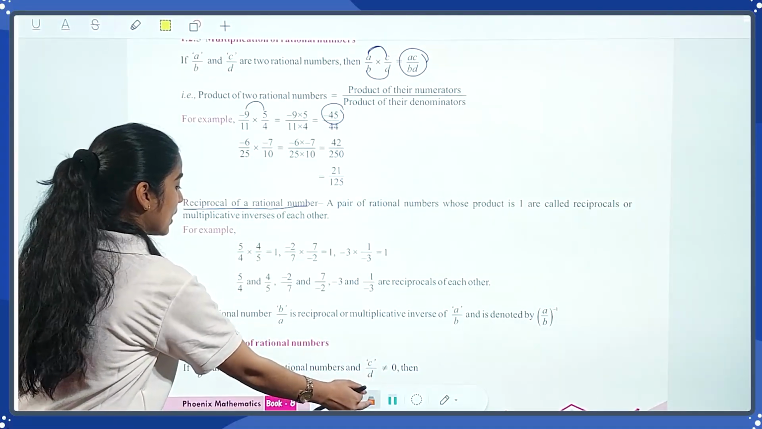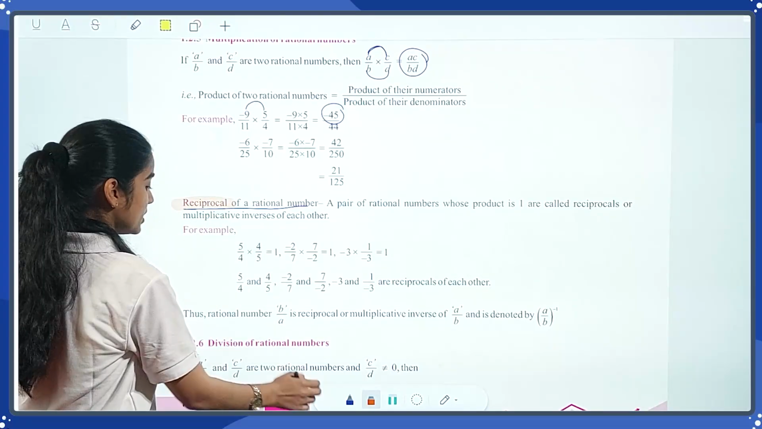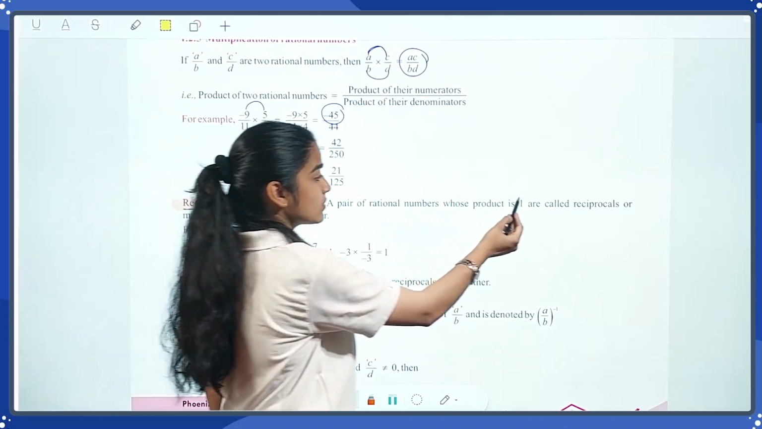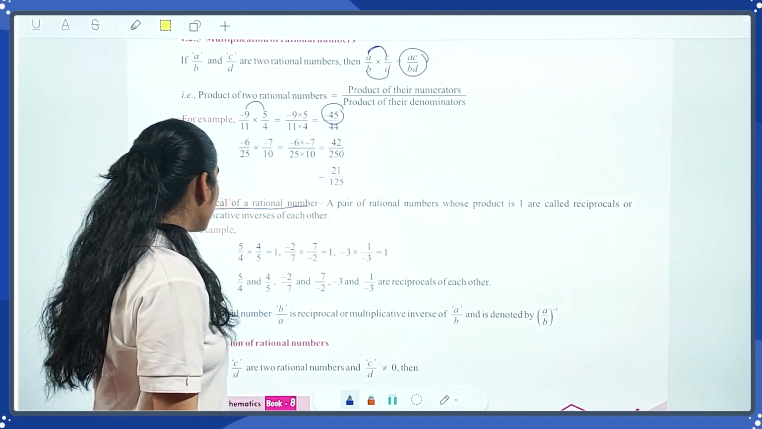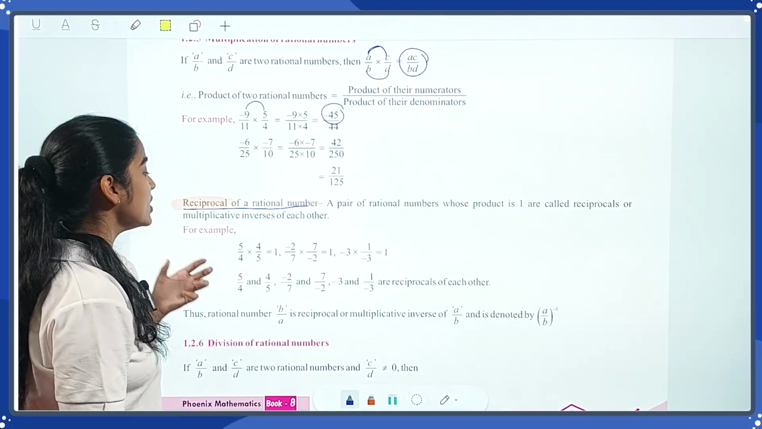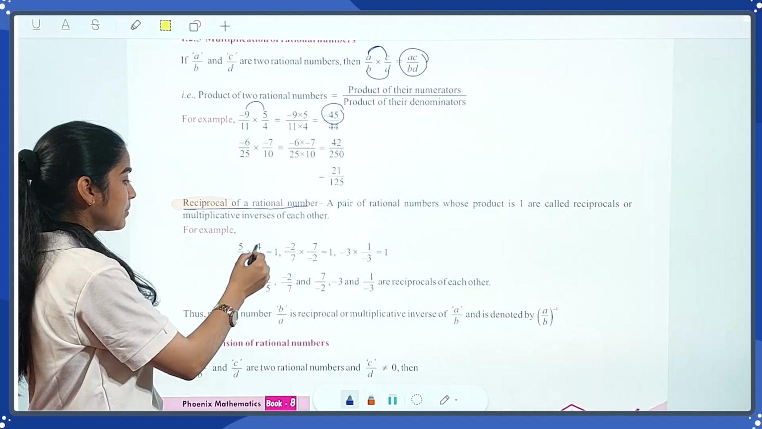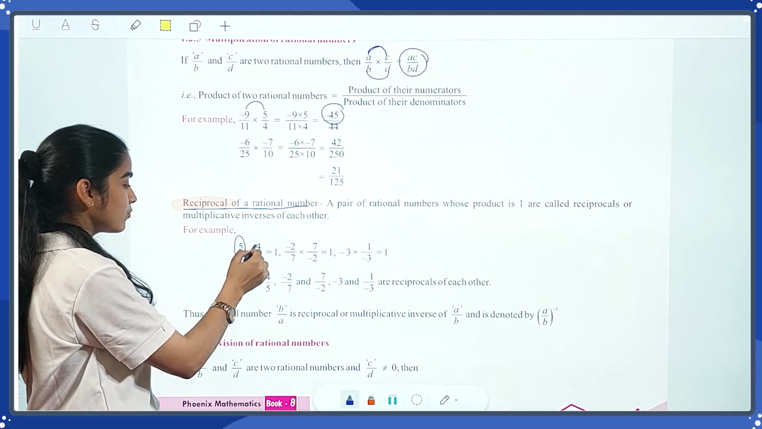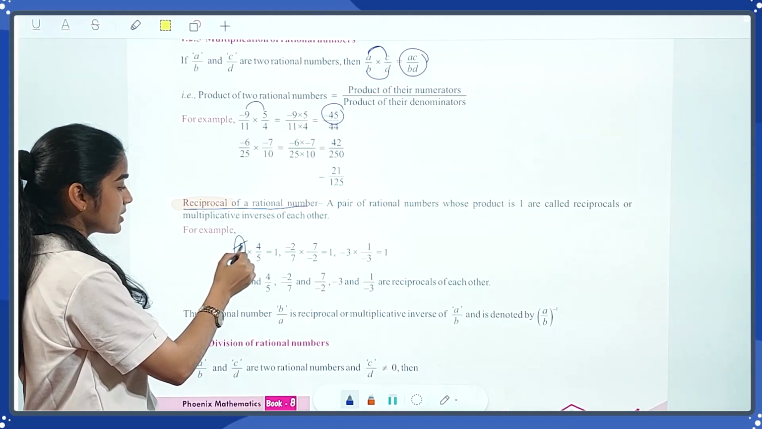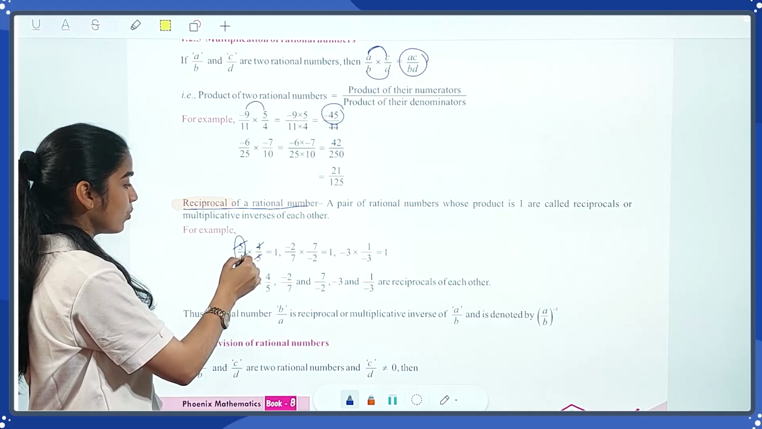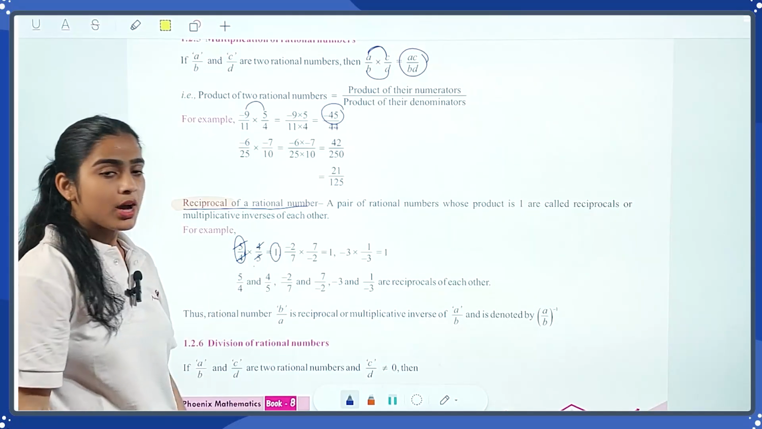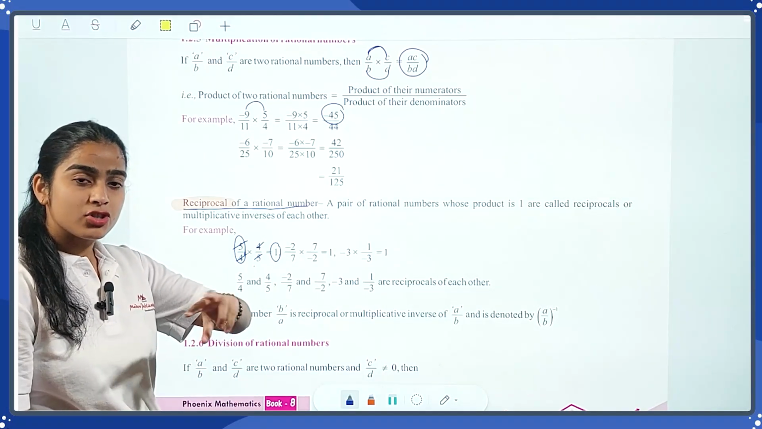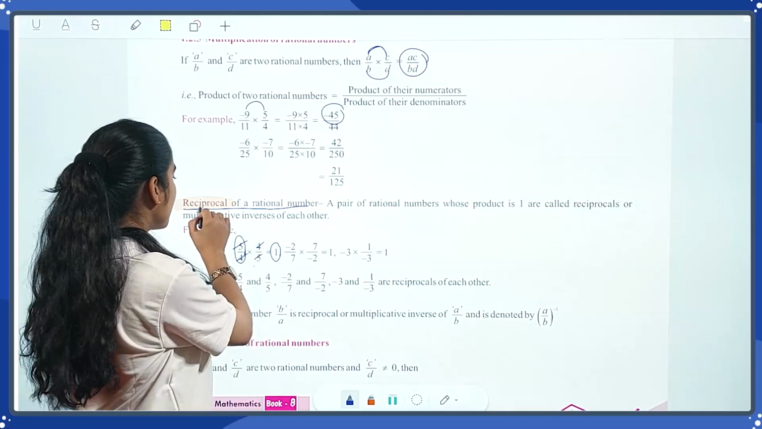Now reciprocal of a rational number. So what does reciprocal mean? Reciprocal means the opposite. A pair of rational numbers whose product is 1 are called reciprocals or multiplicative inverses of each other. So 5 by 4 multiplied by 4 by 5. What you see here, the reverse of 5 by 4 is 4 by 5, and when you solve it, 5 is cut with 5, 4 is cut with 4, the result is 1. So whichever rational number you have, just flip it and you will have your reciprocal.